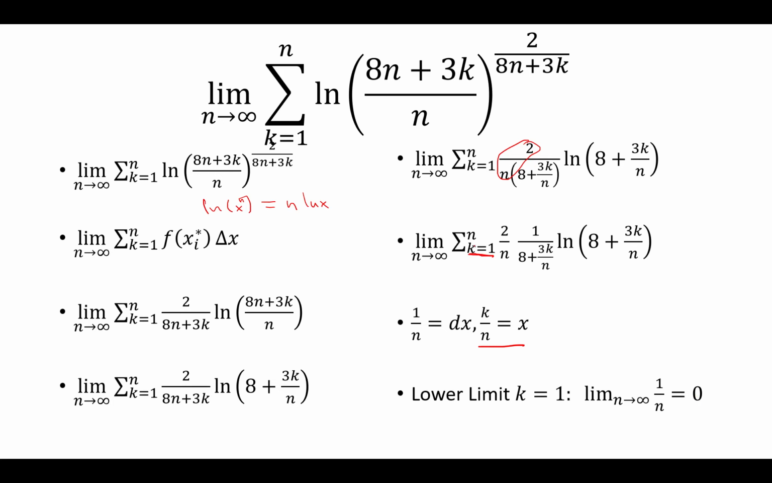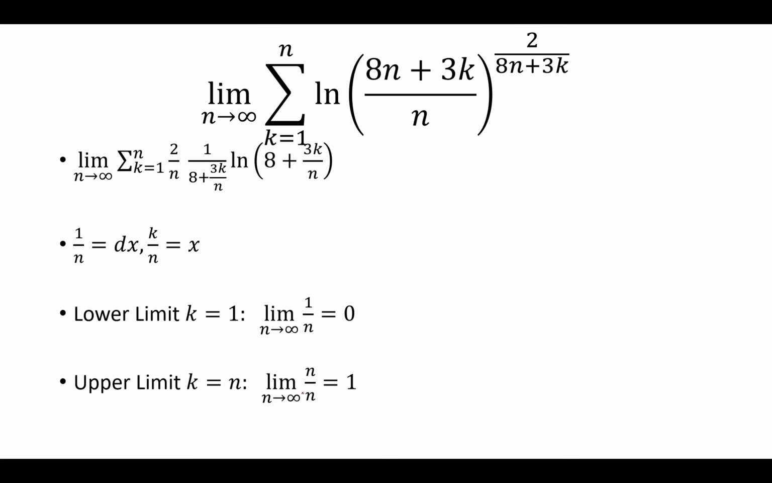And for the upper bound, we're going to let k equal n from here, and then do the same thing. So when k is n, we have n over n, which is 1. And you take the limit of that, that's also 1. So the lower limit is 0, upper limit is 1. You have the integral from 0 to 1. Now, we have a 2 here. That's fine. 1 over n, that becomes dx.